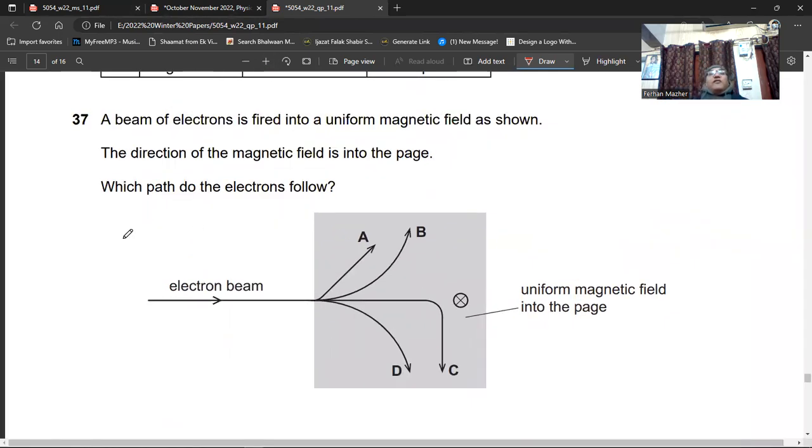It says a beam of electrons is fired into a uniform magnetic field as shown. The direction of the magnetic field is into the page. Which path do the electrons follow?